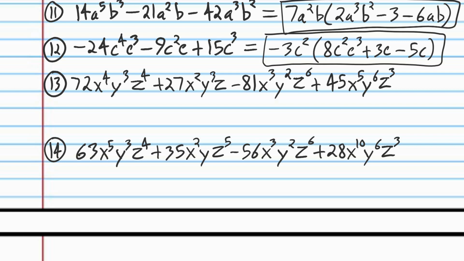All right, we're back. So if you know your multiplication facts, you know that the greatest common factor is going to be 9. And the smallest x is going to be x squared. And the smallest y is going to be y to the second power. And the smallest z is going to be, looks like it's going to be z. And so 9 times 8 is 72, and so on and so forth.